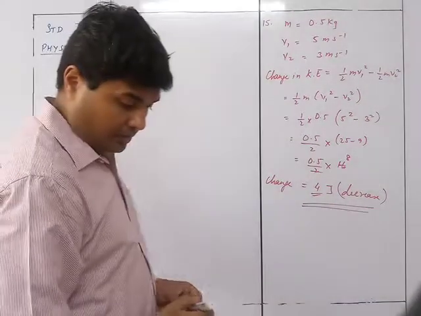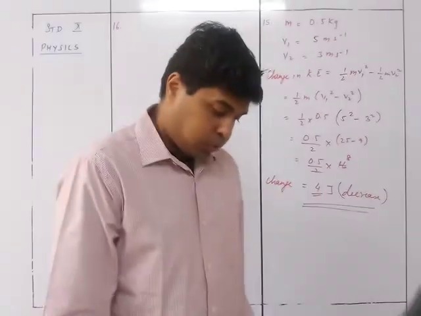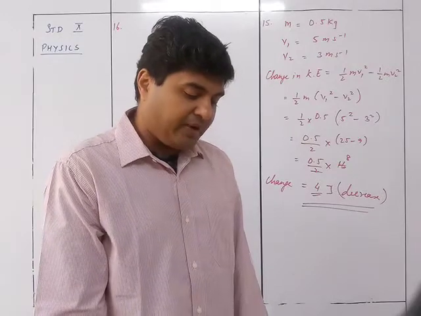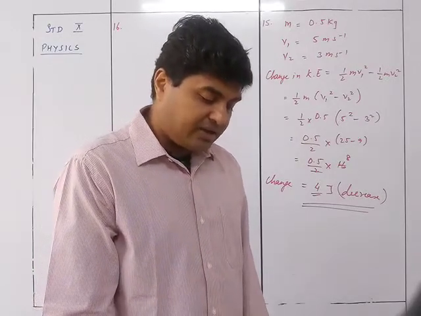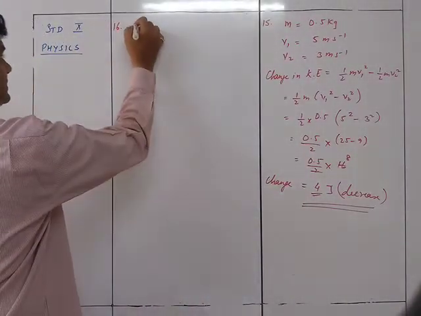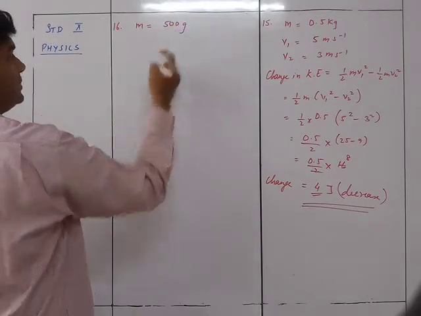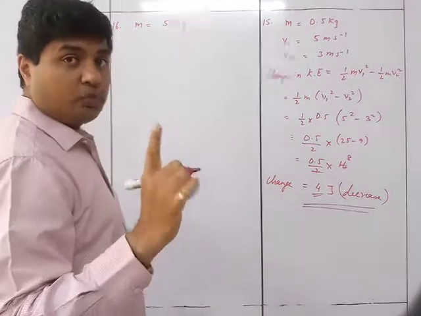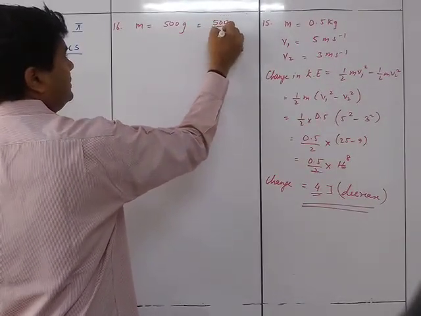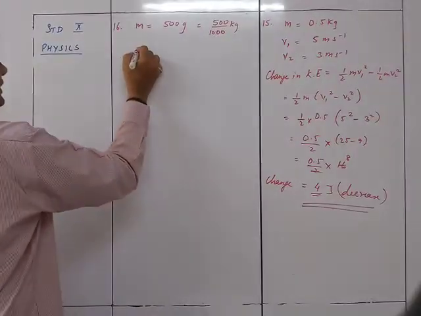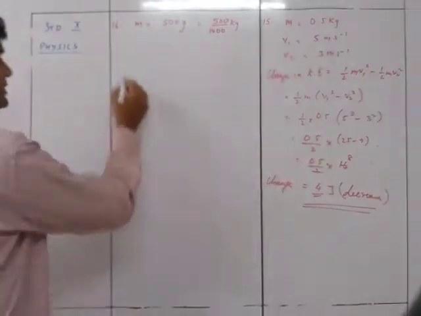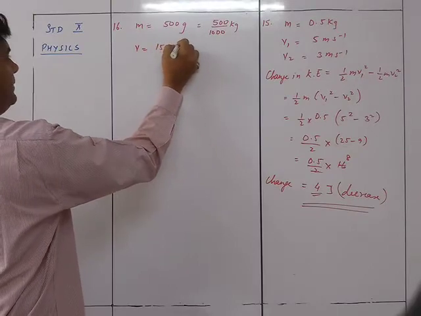Okay. A cannonball of mass 500 grams is fired with a speed of 15 meter per second. Find the kinetic energy and its momentum. So you got two things over here. First, mass is equal to 500 grams. Remember, grams, it should be kg. So therefore it will be 500 upon 1000 kg. The next we have got is it's moving at a velocity of 15 meter per second. So V is equal to 15 meter per second.